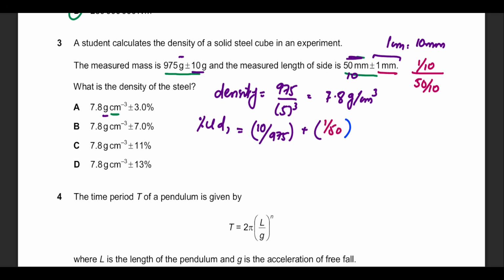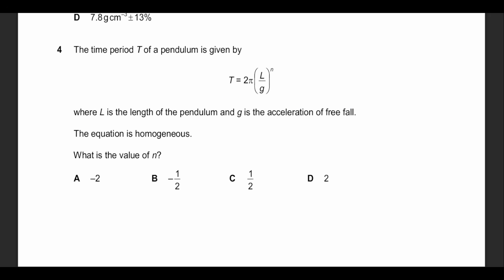This and this should have been multiplied by 3. Why? Because the formula has cube in it. And for the percentage uncertainty or absolute uncertainty, we have to follow the power rule, which is going to look like this. And then the whole bracket gets multiplied by 100, giving you an answer of 7.025%, which will be 7% approximately, which is option B.